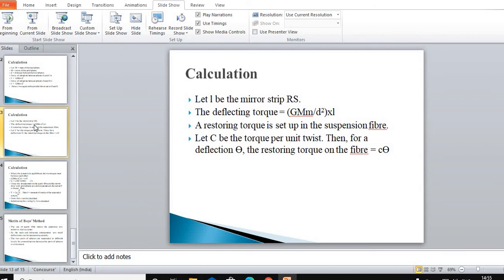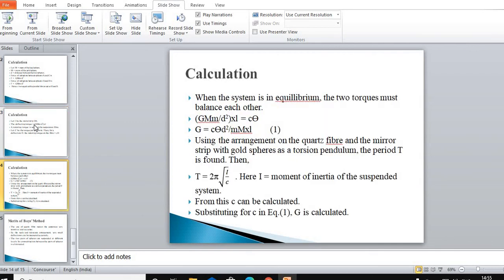The restoring torque is set up in the suspension fiber. Let C be the torque per unit twist. Then for a deflection theta, the restoring torque on the fiber is equal to C into theta. When the system is in equilibrium, the two torques must balance each other. So G M m divided by d squared into L is equal to C into theta. So G is equal to C theta d squared by M into L.